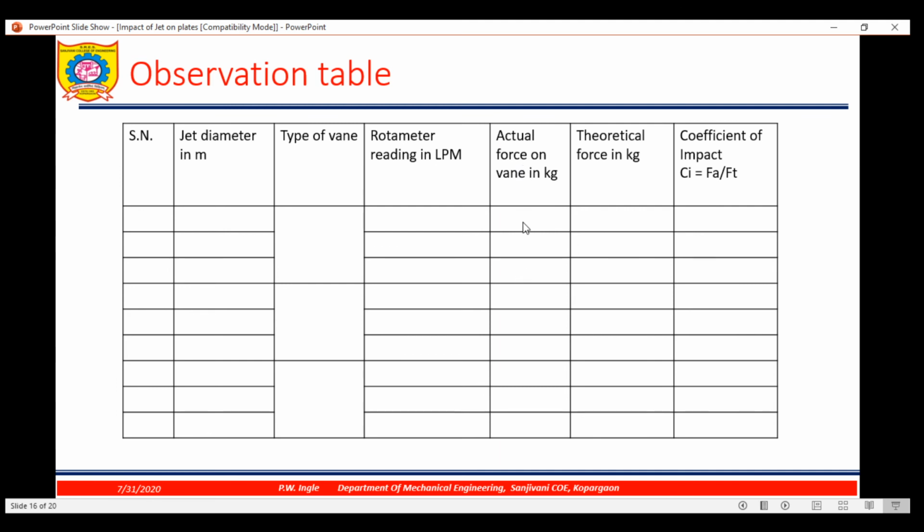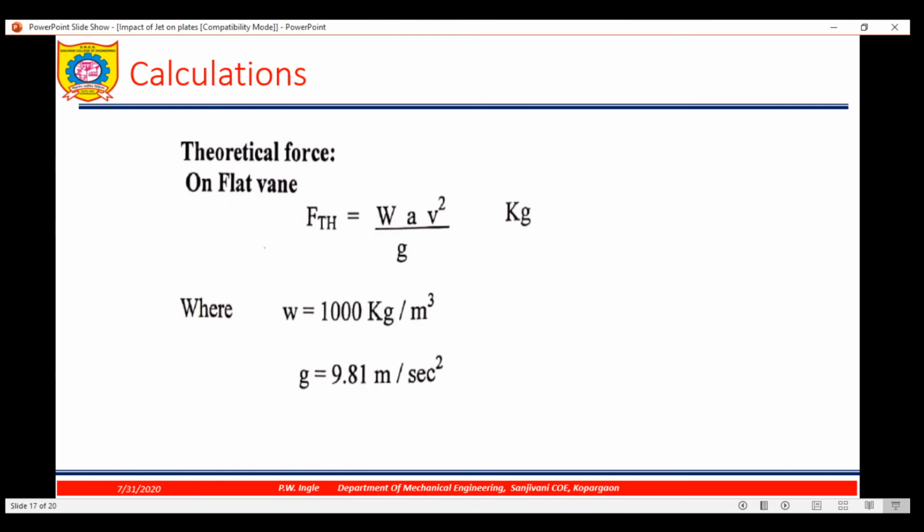Suppose for the flat vane, it is rho A V square. So why do we want the rotameter reading? Because we want to calculate velocity. Velocity equals Q by A, discharge upon area, so you can calculate V in meter per second. Then the theoretical force you can take directly from the observation table, and then you can calculate the coefficient of impact. Its limiting value should be 1, and if it is less than 1, then only you can say that verification of impulse momentum is done.